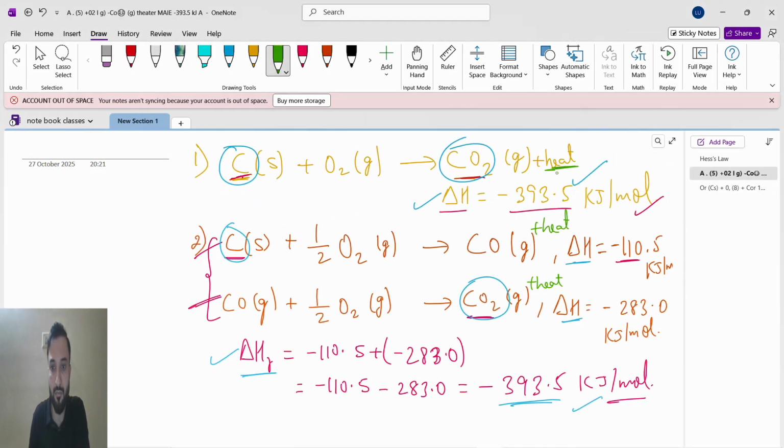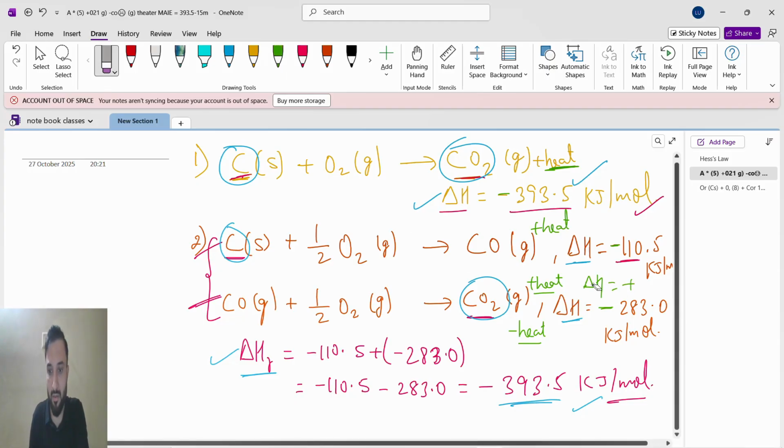Now see what I have written in the reaction: carbon plus O2 gives CO2 plus heat. But when it goes to the other side of the equals sign, plus will become minus. So that's why it is a minus value. Again here it is plus heat, so delta H is a minus value. If instead we had CO2 minus heat, in place of plus heat we take minus heat, then delta H will become plus in place of minus. So that is the thing.